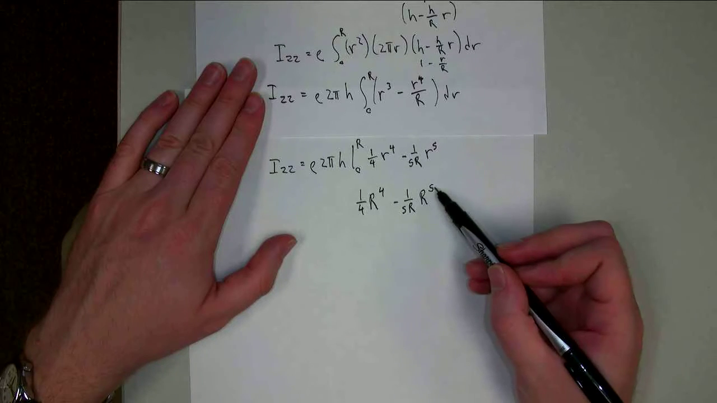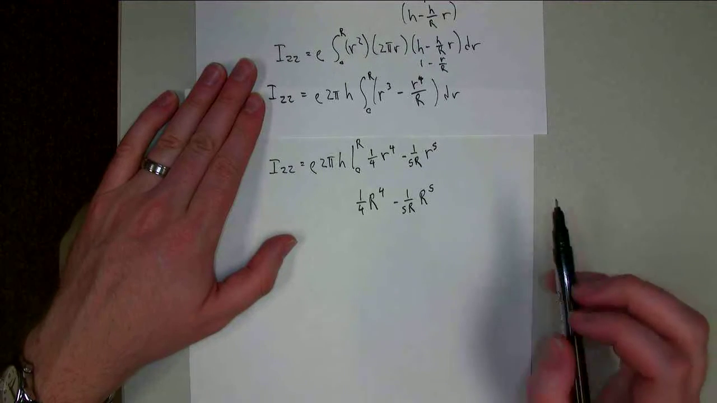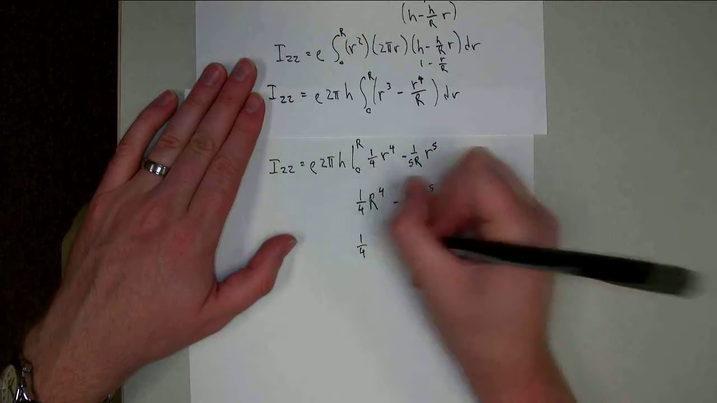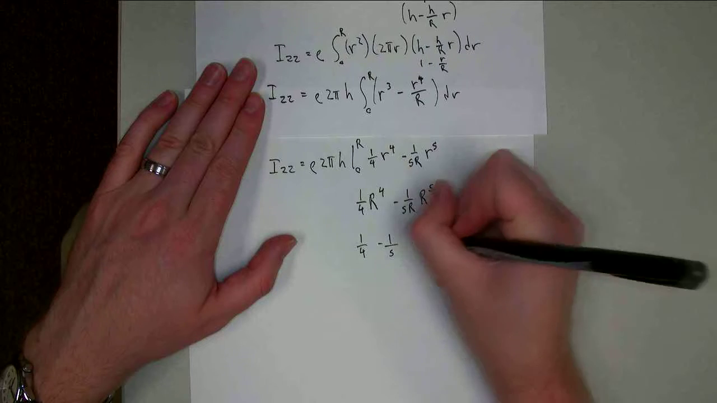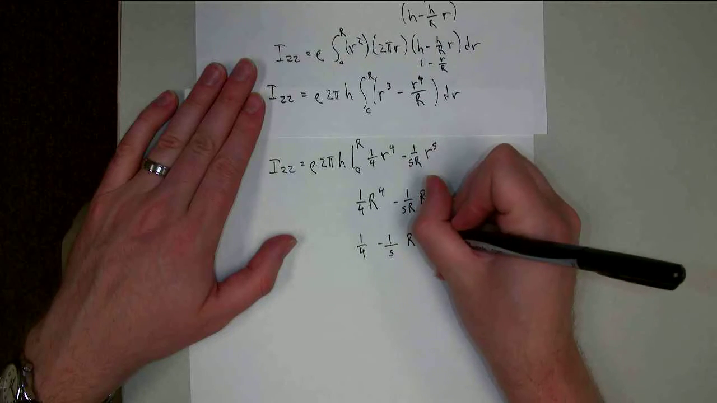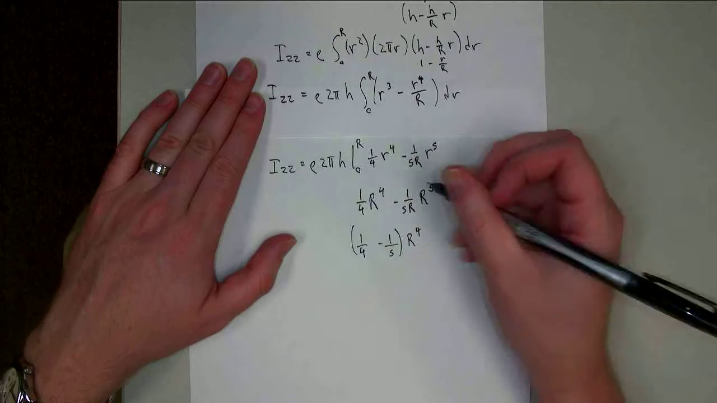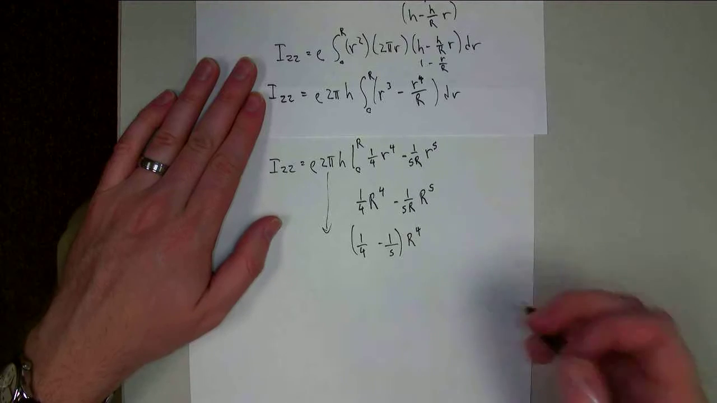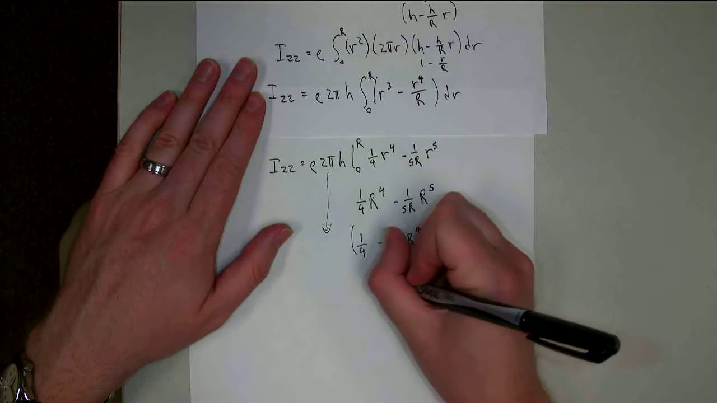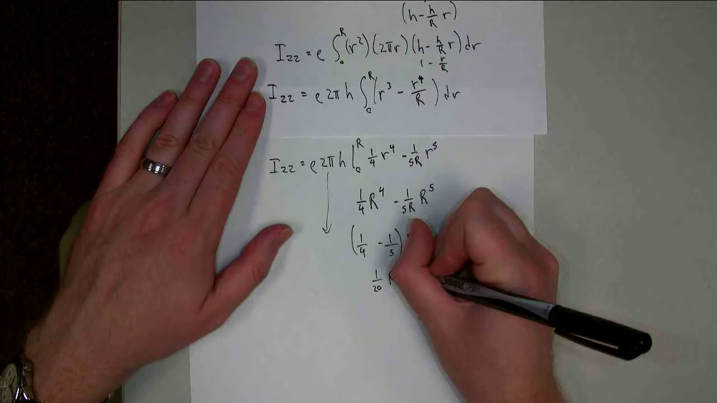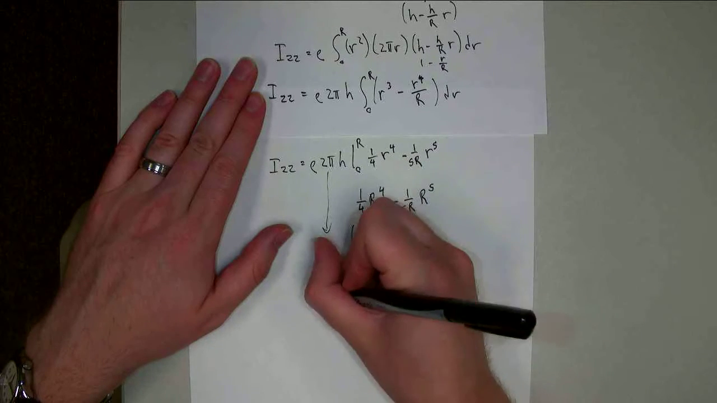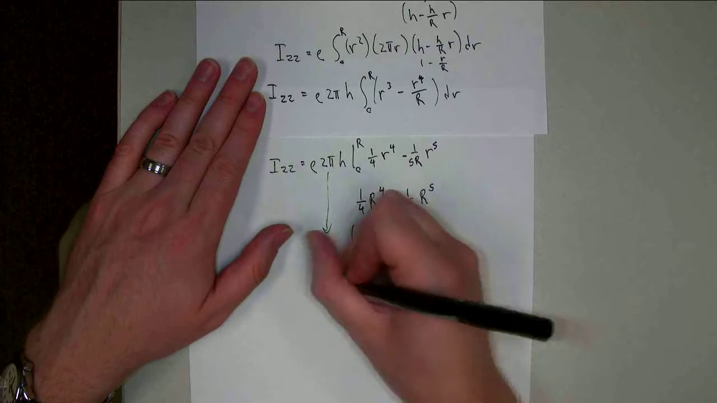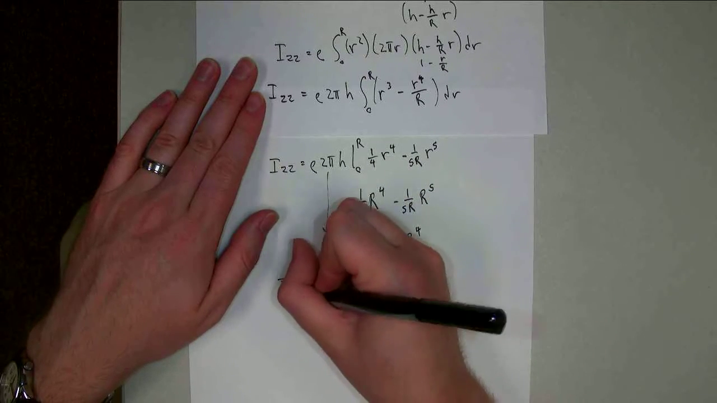Alright, so R to the 5th over R, both of these terms are actually going to be big R to the 4th. And so I'm going to have 1/4 minus 1/5 times big R to the 4th. And of course, the constants from the beginning are also carried down there. 1/4 minus 1/5 is actually going to be 1/20 R to the 4th. And out front, I've got rho times 2 pi times h, and that's Izz.